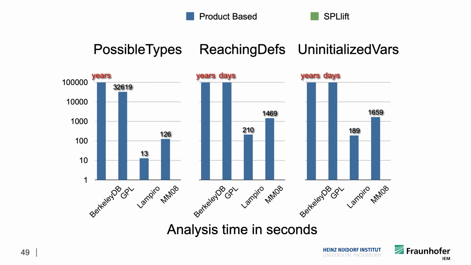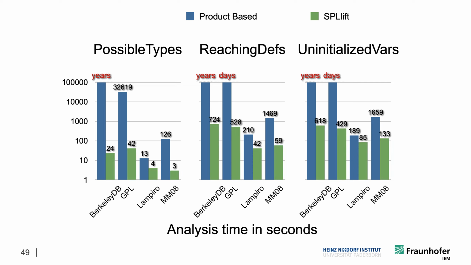Now, let me tell you what results we obtained using this feature IDE-based approach. So again, these are the same benchmarks and the same example analyses that I showed you earlier. So in blue here, again, you have the times that it took or would have taken to analyze these different product lines using the product-based approach. Now, these are the analysis times that we got with SPL-Lift. And as you can see, this is really a dramatic improvement, right?